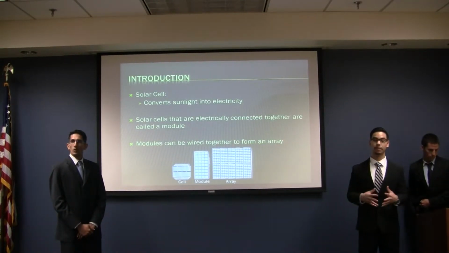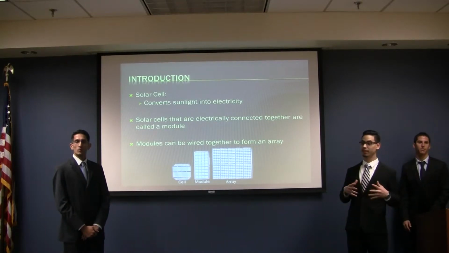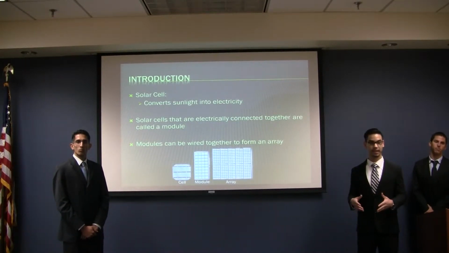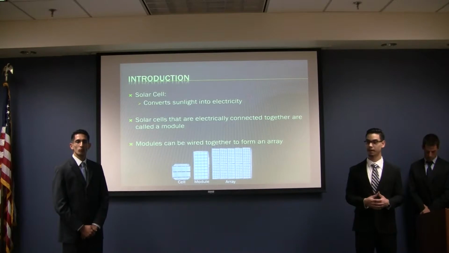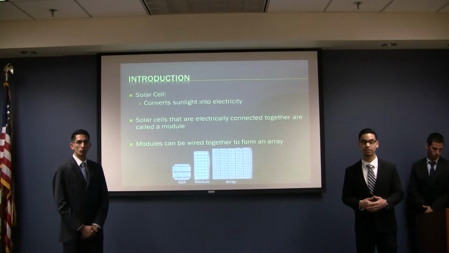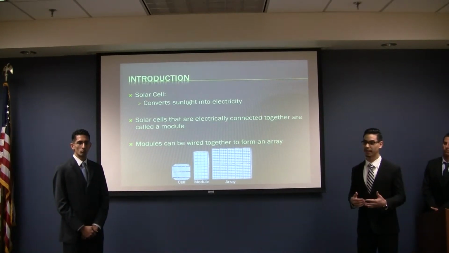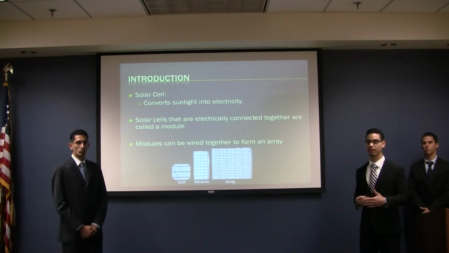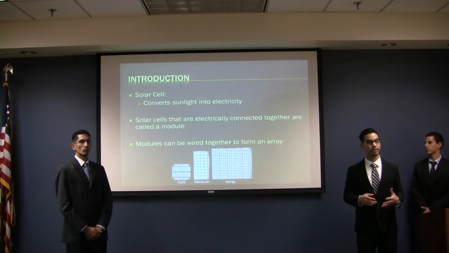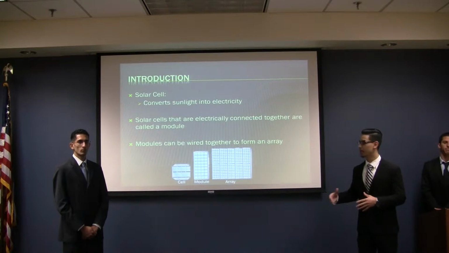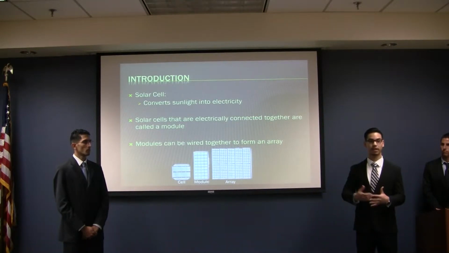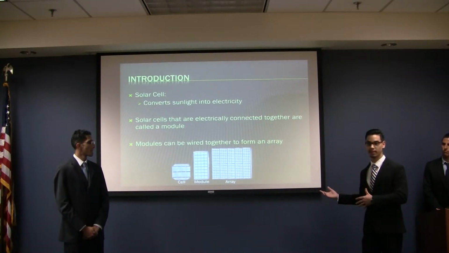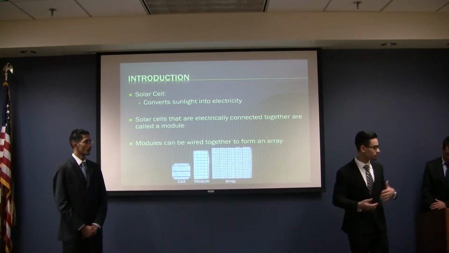Solar cell research and development has been around for many years, even since the early 1800s. But in recent times, they have become more popular as a means of primary energy generation. A solar cell, which is also known as a photovoltaic cell, is meant to convert sunlight into electricity. Solar cells can be electrically connected together to form a module, as seen here in the picture, and modules can also be wired together to form an array. This will yield the maximum amount of energy.